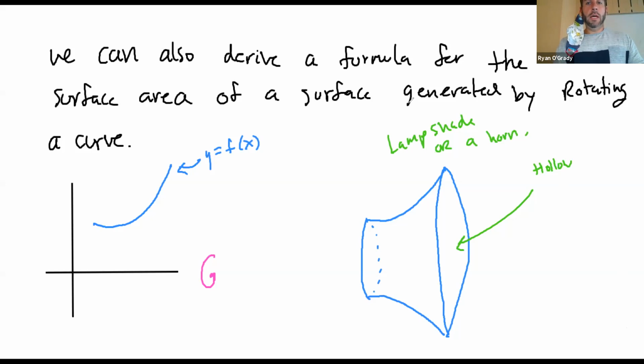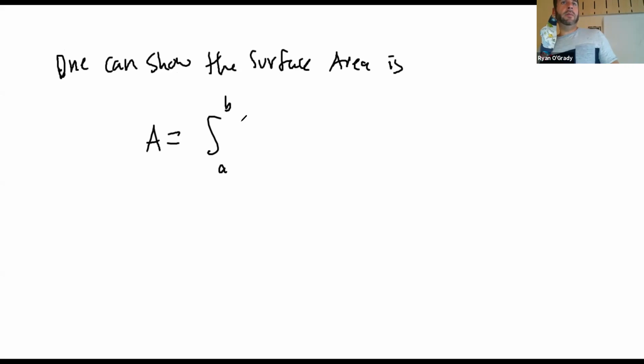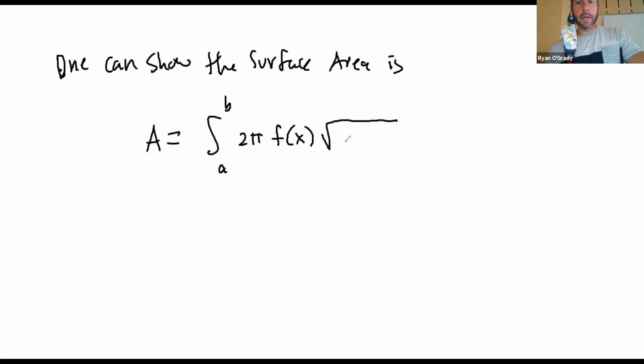Okay, so what is the surface area? One can show the surface area is the integral from a to b, and the formula is very similar, as you would imagine, to the arc length. It's 2 pi f of x. You could think of that as the circumference, and then you have to multiply it by the arc length.